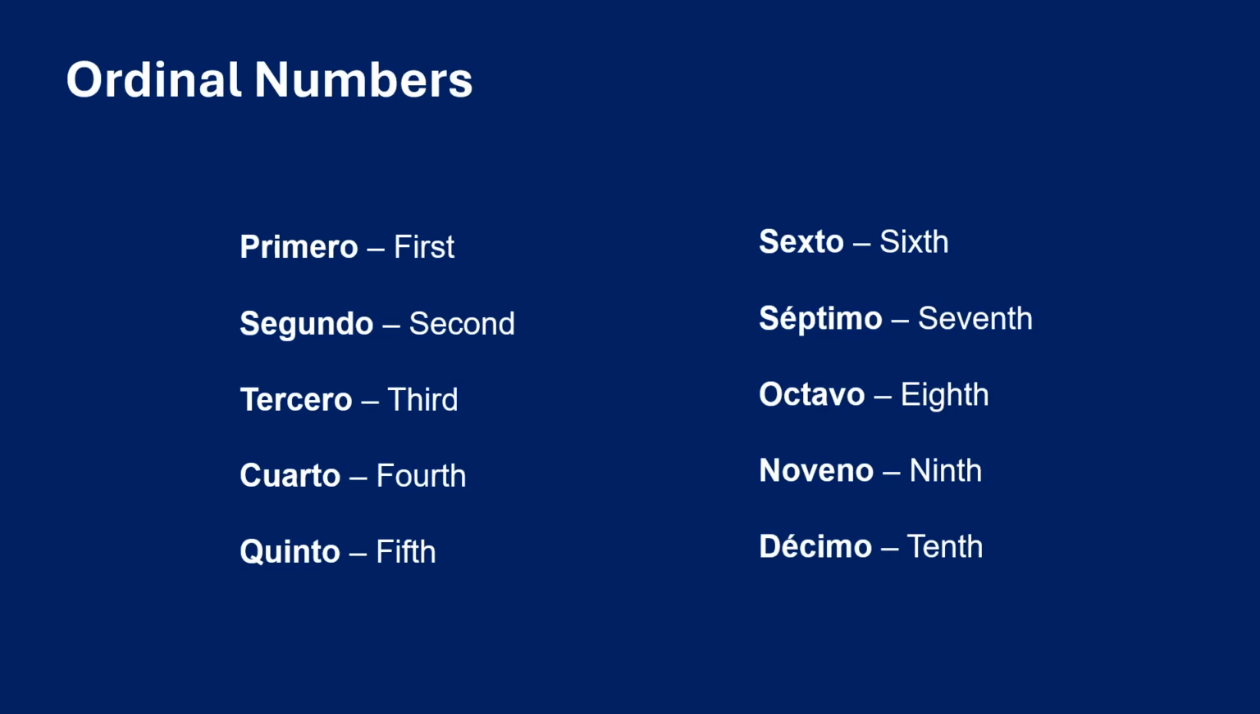The first 10 ordinal numbers in Spanish are primero, first, segundo, second, tercero, third, cuarto, fourth, quinto, fifth, sexto, sixth, séptimo, seventh, octavo, eighth, noveno, ninth, and décimo, 10th.